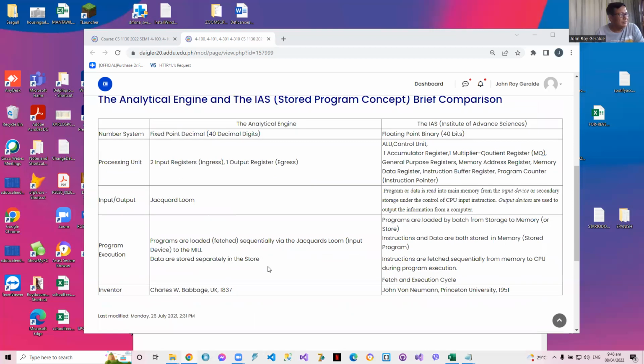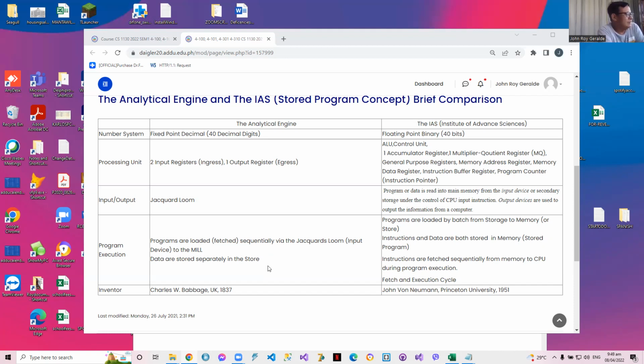Here's a comparison of the analytical engine. I'm doing this to show the evolution. Okay. In terms of the number system, the analytical engine uses 40-digit fixed point decimal. Why decimal? Because of the rotating gears. The IAS uses 40-bit floating point binary. We will discuss what floating point is. The main difference between fixed point and floating point is floating point is more accurate. It can cater to very small numbers and very large numbers.